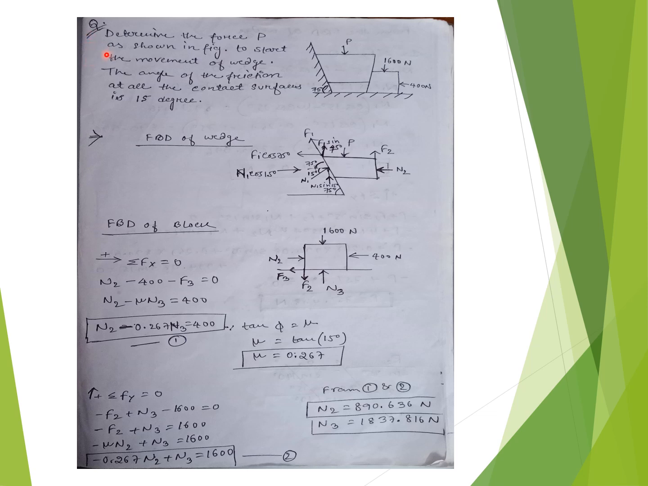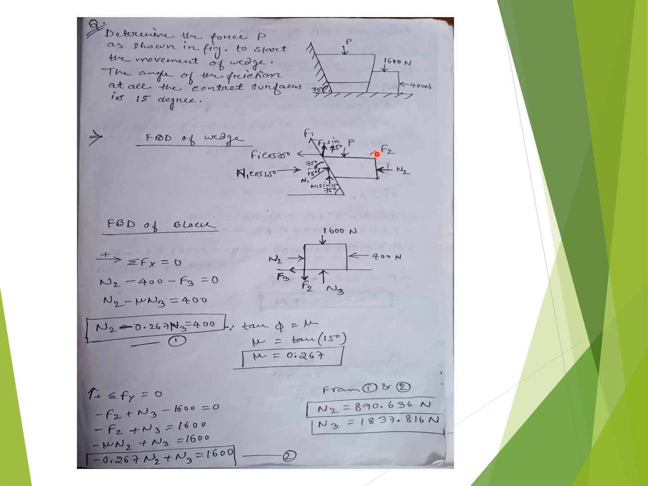Another example. Determine the force P as shown in figure, to start the movement of the wedge. The angle of friction at all the contact surfaces is 15 degree. Phi is already given, 15 degree. First, we need to draw the free body diagram of the wedge. This one is the wedge, this one is the block. In this case, P is the already given force, with contact force N2, and here F1 is the force acting in this direction. The 75 degree angle is already given in the figure.